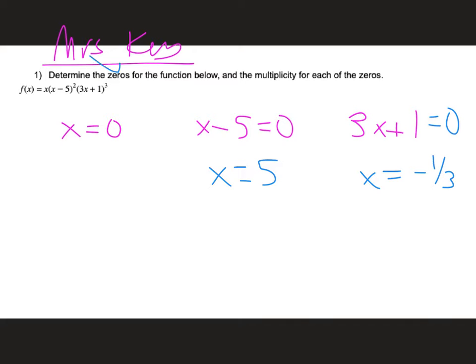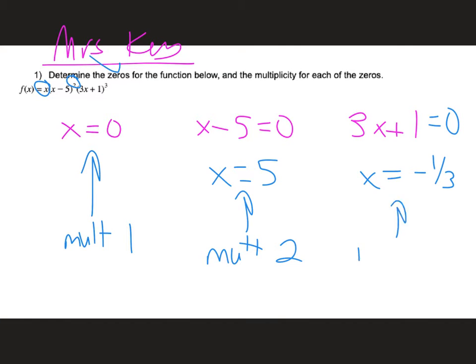So we determine the zeros. Those are the zeros of the function. This one would have multiplicity 1, because look, it just is an x. This one would have multiplicity 2, because there's an x squared, or something squared. And then this one has multiplicity 3, because, wait for it, there's a 3 right there.